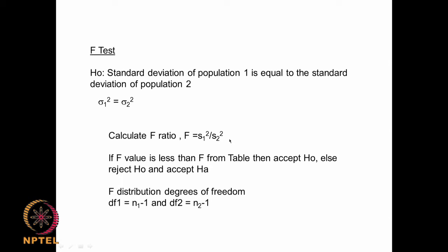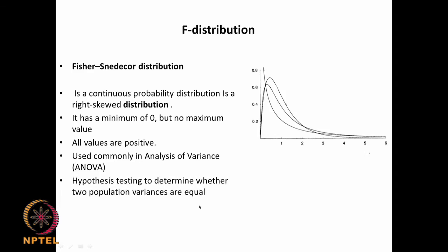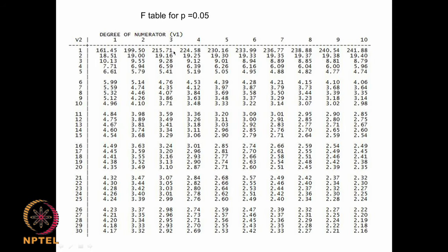Okay. So, this table has interestingly row wise and column wise data representing both the degrees of freedom. So, degrees of freedom for S1 will be N1 minus 1, degrees of freedom for S2 will be N2 minus 1. Okay, let me show you the table here. So, you have the F table for P is equal to 0.05, that means 95% confidence interval. So, degrees of freedom for the numerator, degrees of freedom for the denominator.